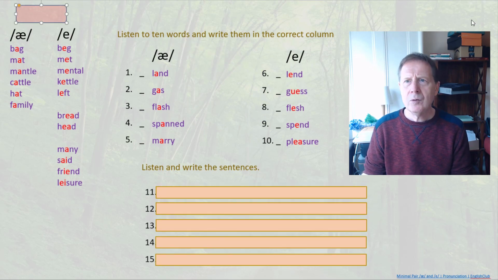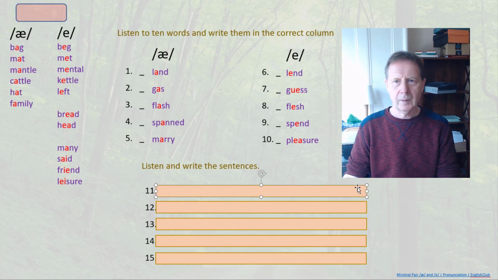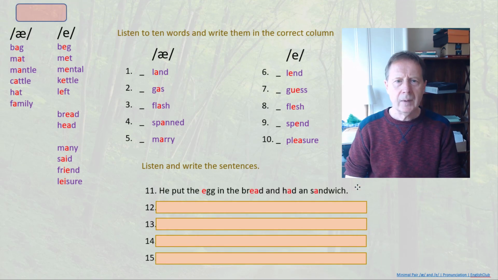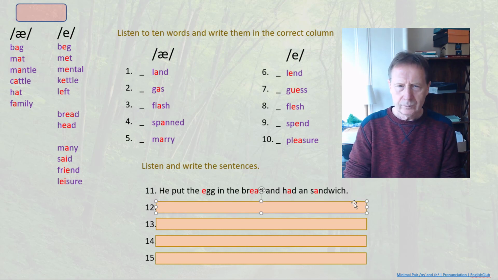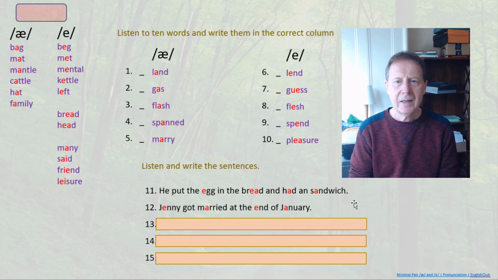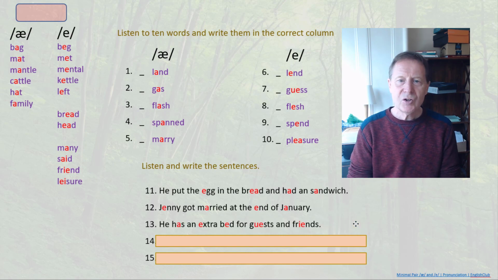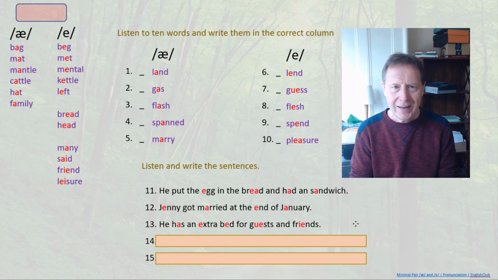So let's move on to the sentences. Sentence 11. He put the egg in the bread and had a sandwich. Number 12. Jenny got married at the end of January. Number 13. He has an extra bed for guests and friends.